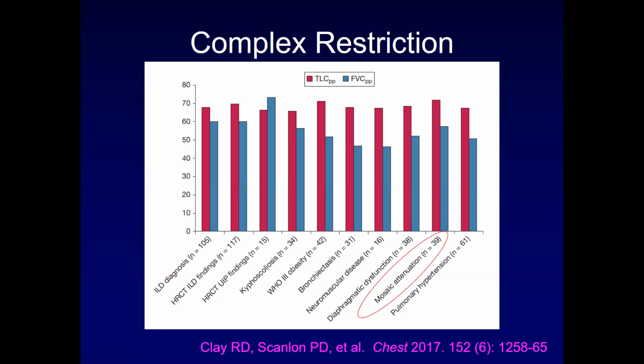The third group is individuals with occult obstructive airway disease, so individuals who have mosaic attenuation on their CT scan images, or perhaps, as you can see here, bronchiectasis. And then there's a group of pulmonary hypertension that can also be classified as these individuals with a change of total lung capacity minus forced vital capacity of 10%. So all restriction is not necessarily the same differential diagnosis.